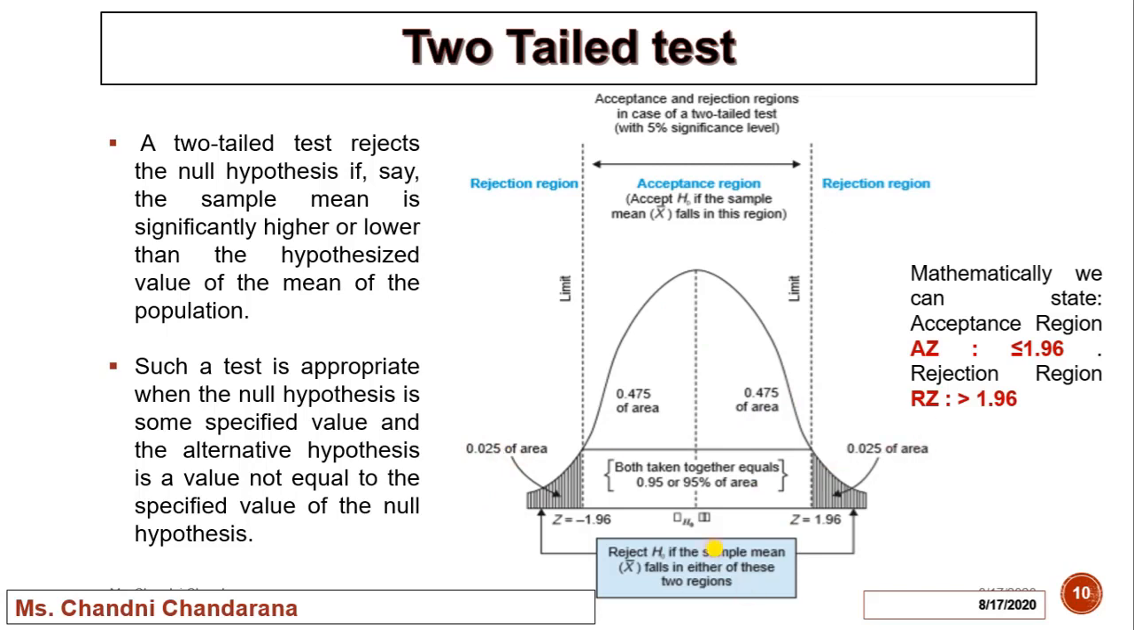Now when will it get rejected? If the sample mean falls in either of these two regions, it will get rejected. So mathematically we can state that if the value in our acceptance region is less than or equal to 1.96, then it will be accepted. But if it is greater than or equal to 1.96, then it will be rejected. It will be more clear with the one-tailed test.